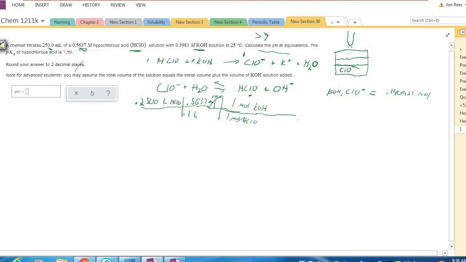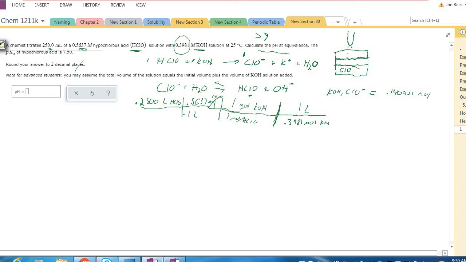That's of the KOH that I've added that's being consumed, and that's the moles of ClO minus that are being generated. Okay, but I also need to account for all that volume that I've added, because that's going to change my concentration because I'm adding volume here. And so I can do that by continuing on in this math right here, because I know that there are 0.3981 moles of KOH for every liter.